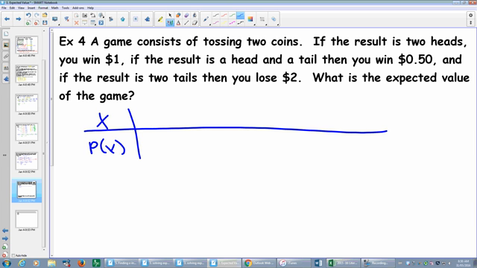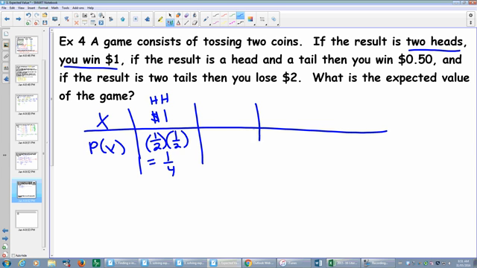So I'm going to look at my first example here. It says if the result is 2 heads, you win $1. So my outcome is $1. I would win, and I get that by flipping 2 heads. David, what's the probability of me flipping 2 heads? Yeah, so that's like saying 1/2, because I have a 50% chance for my first head, times 50% chance for my next head is 1/4.